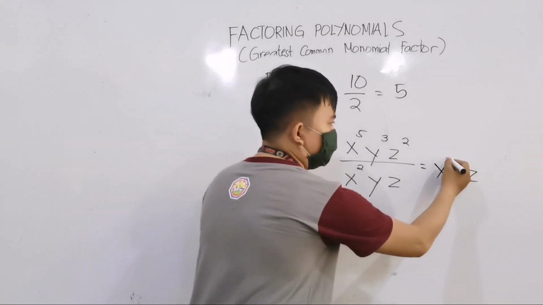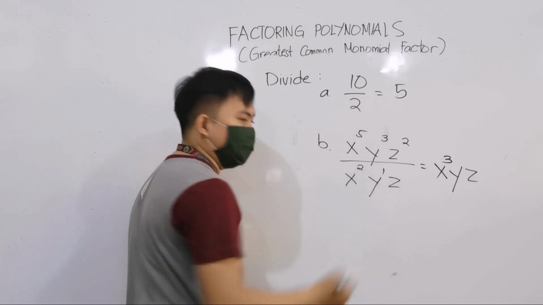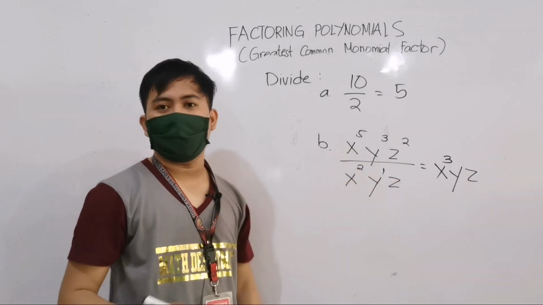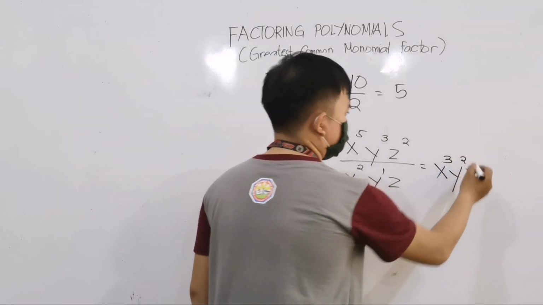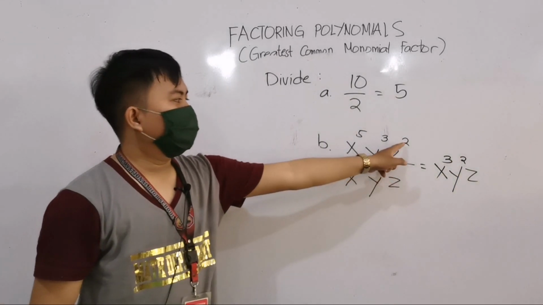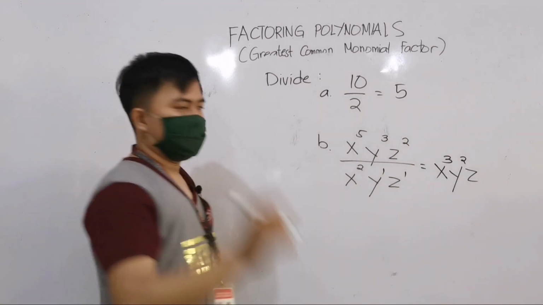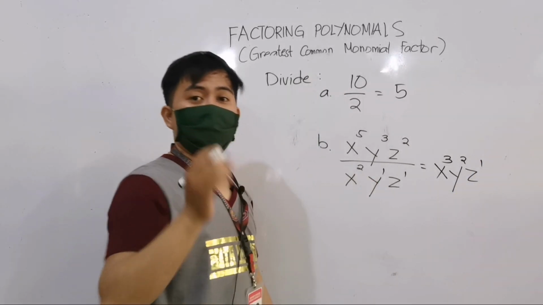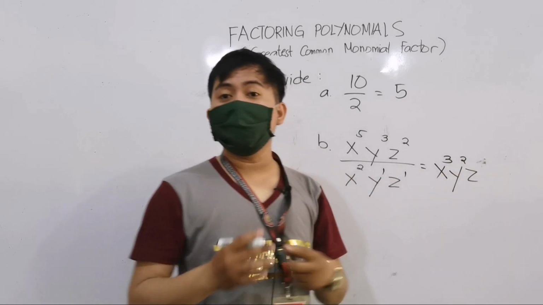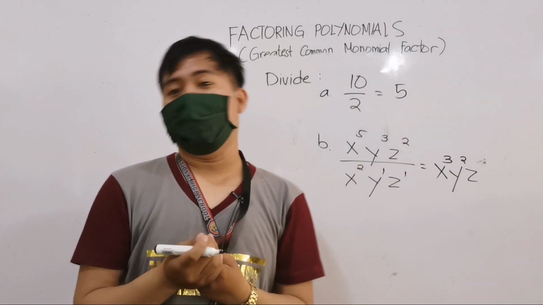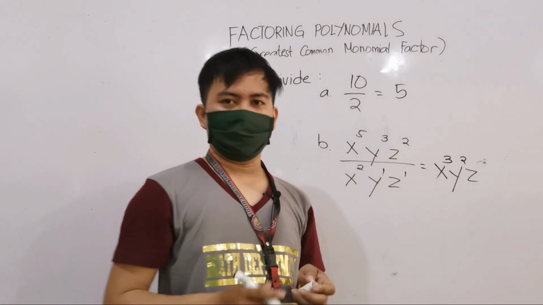5 minus 2 is 3. 3 minus imaginary 1, meron po yung imaginary 1. 3 minus 1 is 2. And 2 minus imaginary 1 again, 1. Pero hindi na po kailangan sumulat ng 1 sa taas ng z dahil understood na po na may exponent itong 1. Kaya po tinatawag ito na imaginary 1.